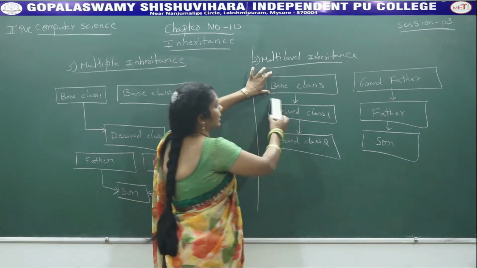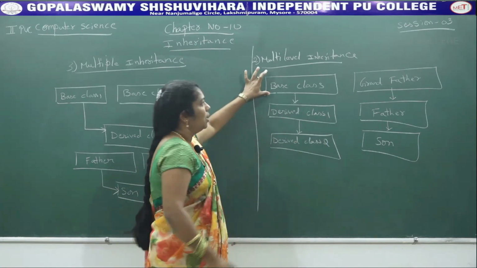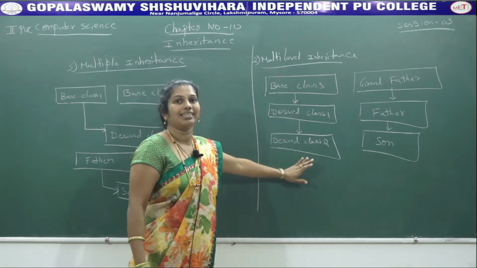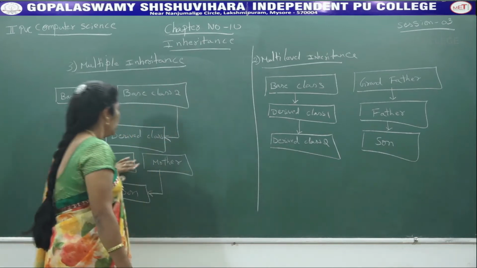For example, base class properties are transferred here, and then when properties are transferred from the derived class, more than one time the base class properties are transferred here. More than one time multiple copies will be there, whereas here only one time.